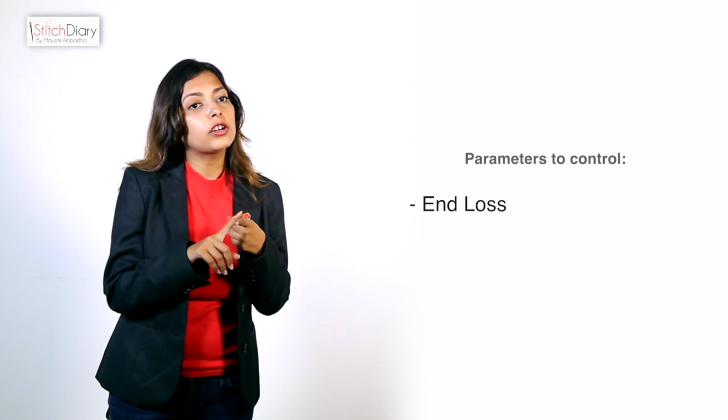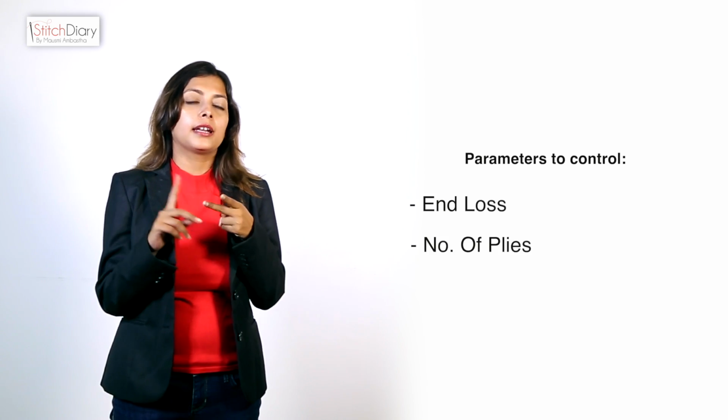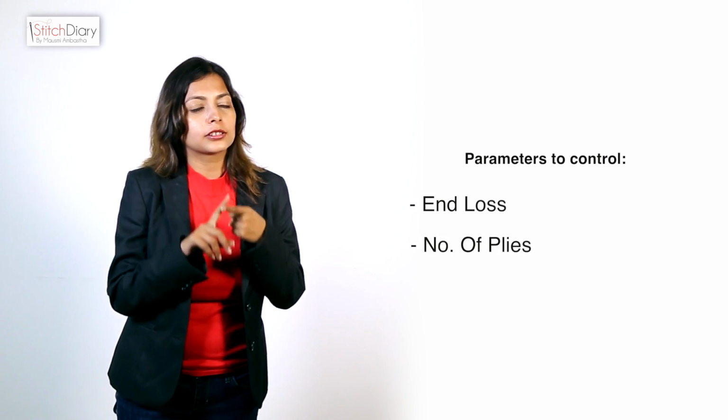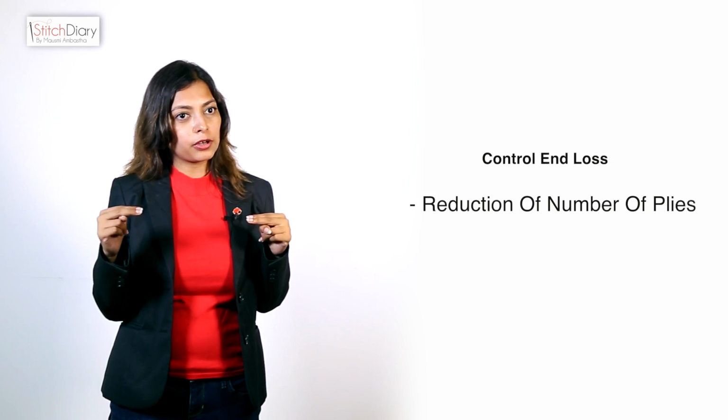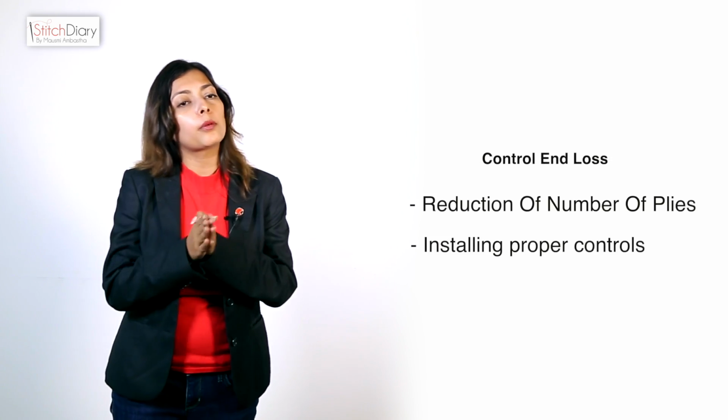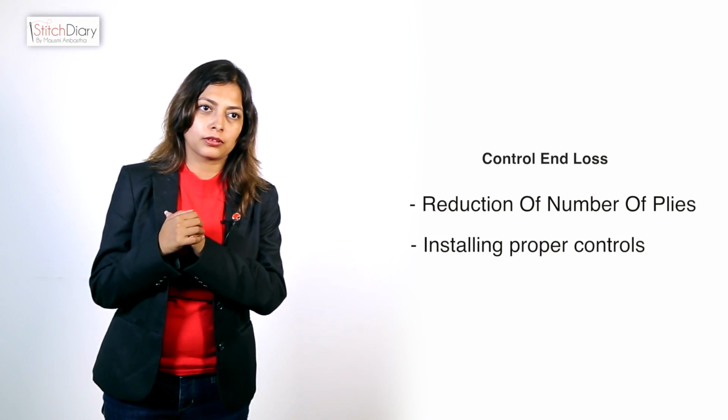We discussed the first parameter and how we can control marker length. The second and third parameters to control are end loss and number of plies. Now, how can you control end loss? You can control end loss by reducing number of plies and installing proper controls on your cutting room floor. You completely understand how to install proper controls on your cutting room floor, so I'll focus on the first point, reduction of number of plies.